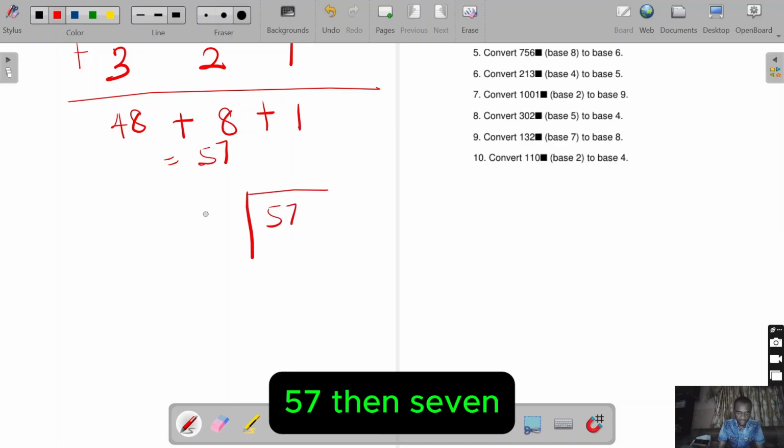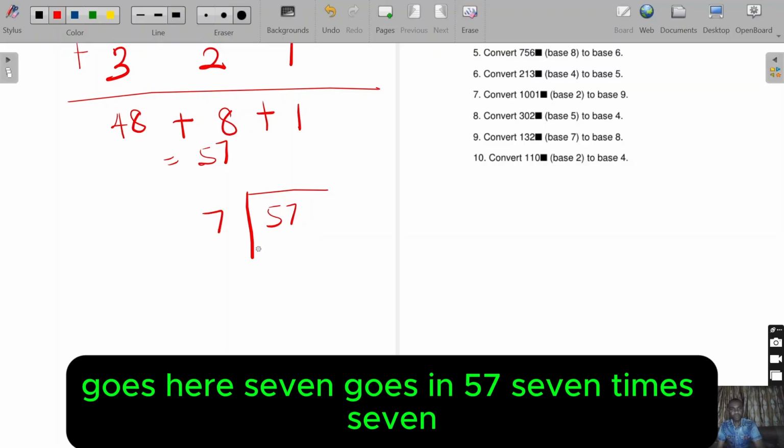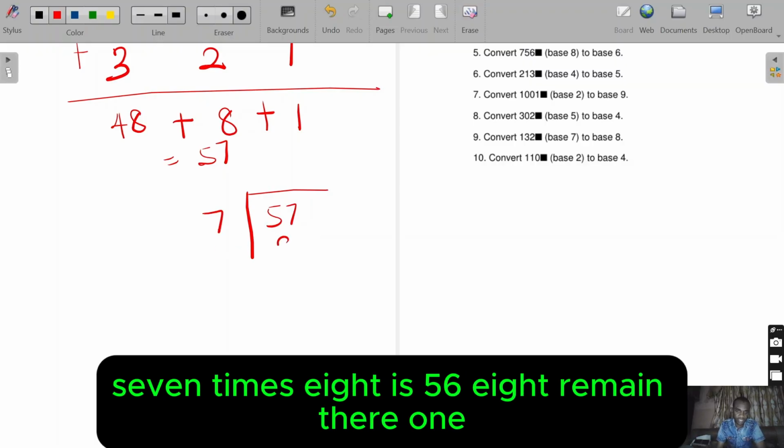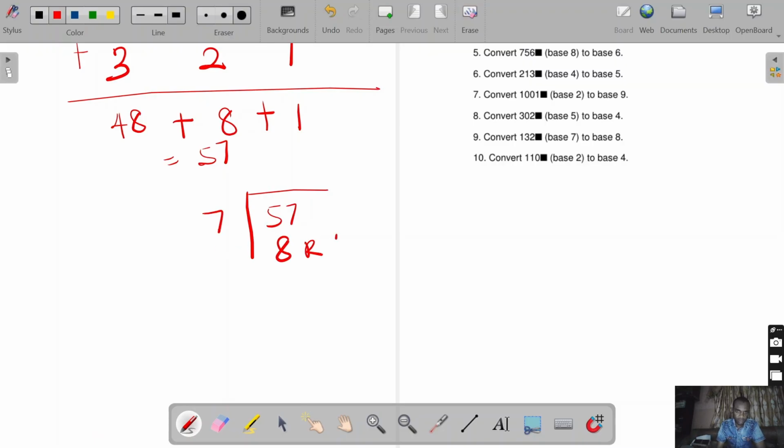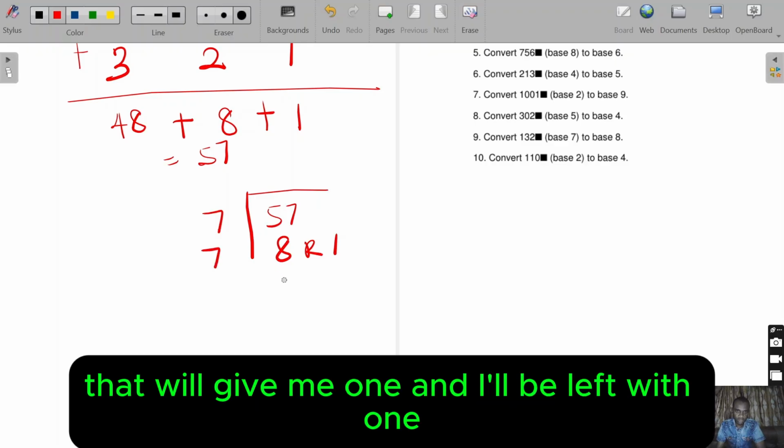57. Then 7 goes here. 7 goes in 57. 7 times 7, 7 times 8 is 56. 8 remainder 1. 7 can go in 8. That will give me 1. And I'll be left with 1.